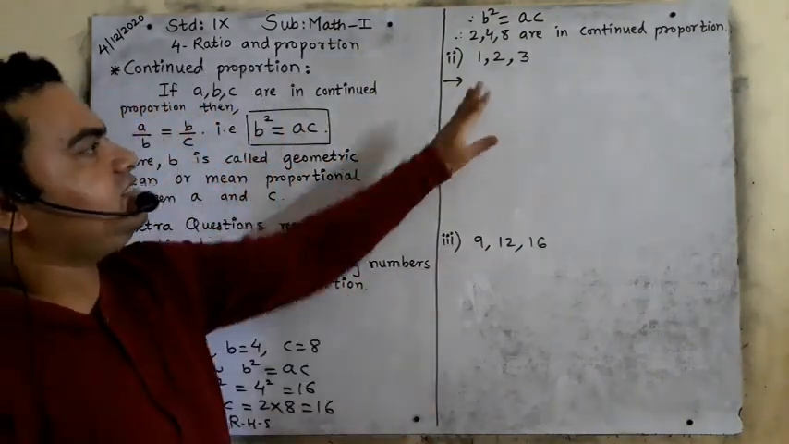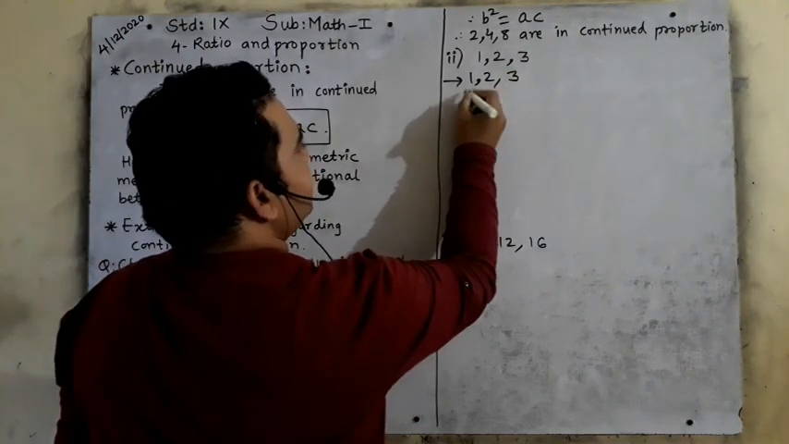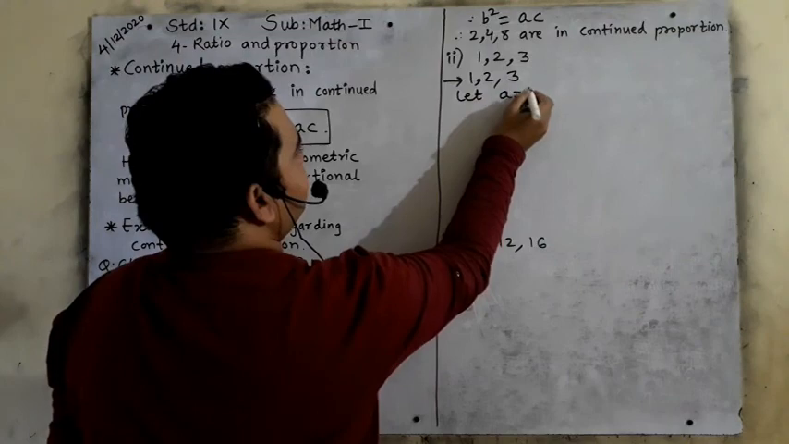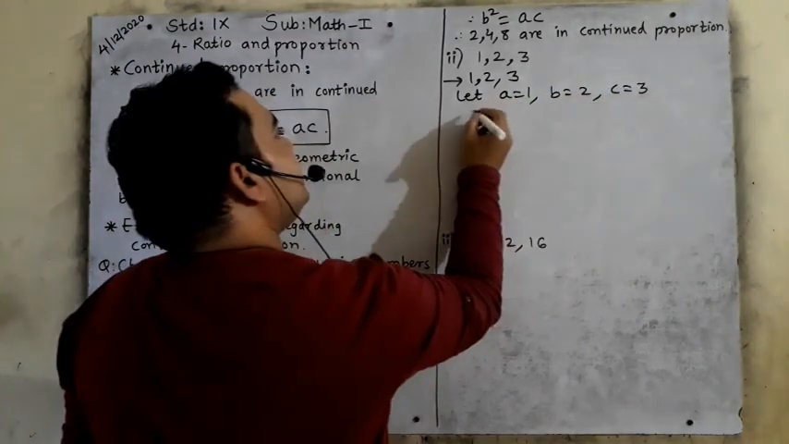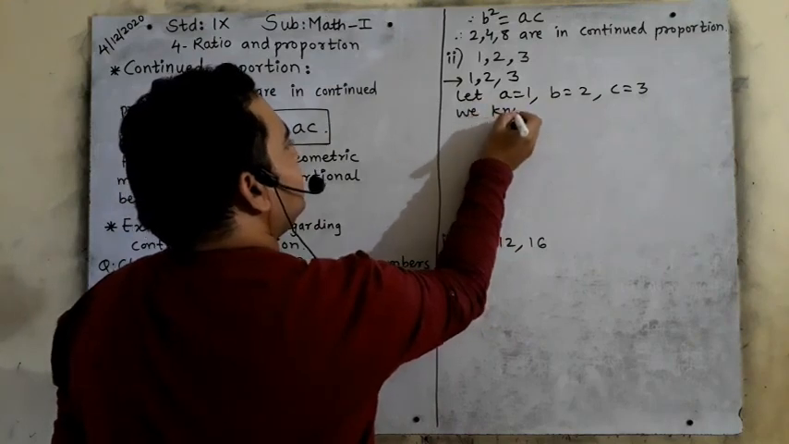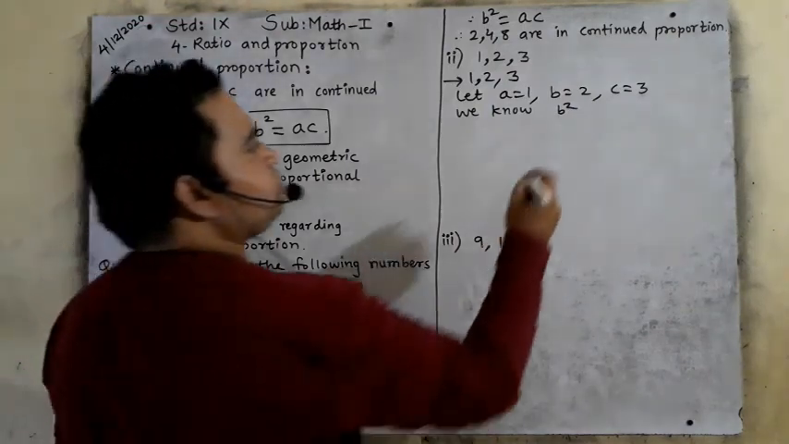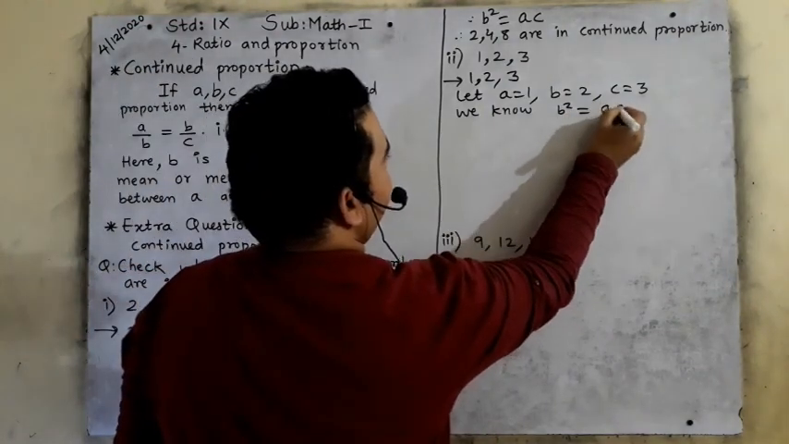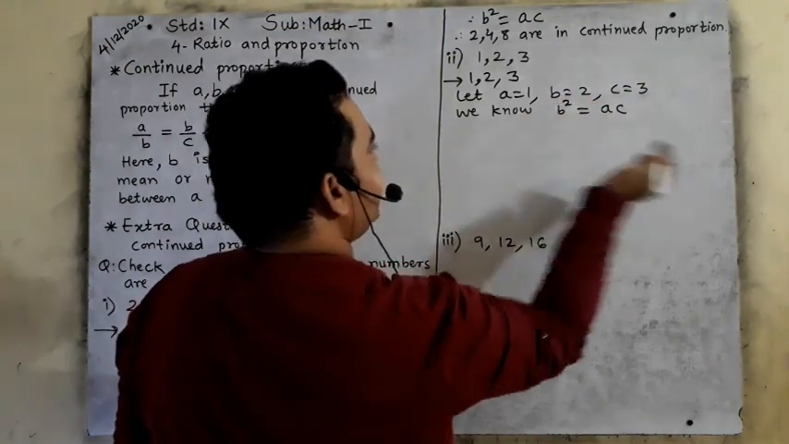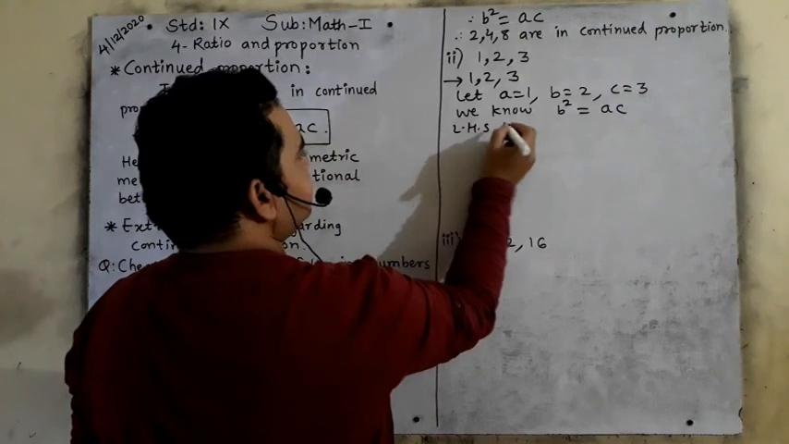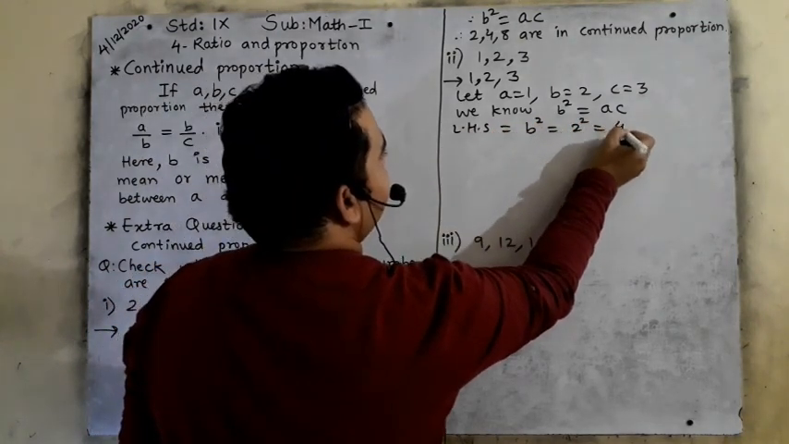Okay, now we will see the second sum. Here also we will write the first question as it is, then we will consider let A is equal to 1, B is equal to 2, C is equal to 3. Now we know this question belongs to continued proportion, which means B square is equal to AC. So B square is your left hand side and AC is your right hand side. So LHS is equal to B square, and B value here is 2 square, that is 4.